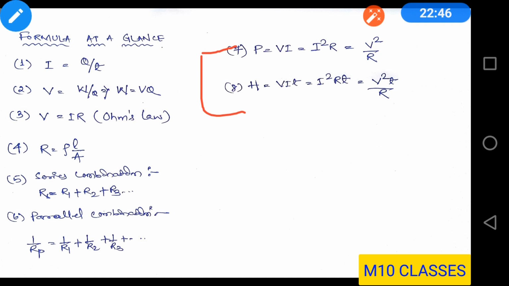So these are the important formulas, students. So learn them and try to solve the numericals. If you have any problems, you can get back to me.